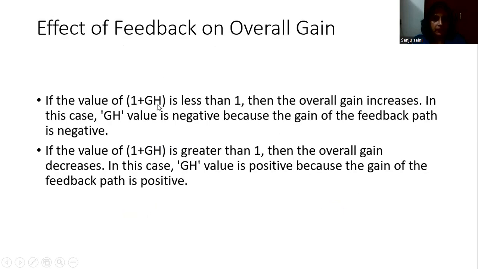Because T(s) is equal to G divided by 1 plus GH, if the denominator becomes less than 1, obviously the overall gain will become more. And in case the denominator is greater than 1, then the overall gain of the system will decrease. So this is the effect of feedback on the overall gain. In case GH is negative, 1 plus GH will be less than 1. G is the transfer function of the plant that we cannot change, but H is the transfer function of the feedback link, so we can change it in order to make GH negative. In case GH is negative, 1 plus GH will be less than 1, and the overall gain can be accomplished by us.